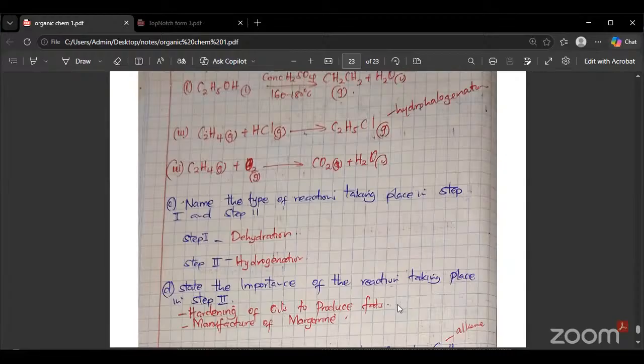Now, it is normally used in hardening of oils to fats, and then, of course, manufacture of the blue band. Margarine is normally the blue band.